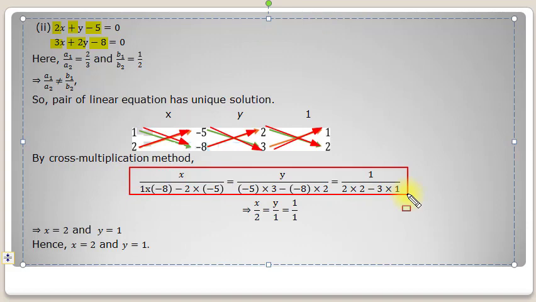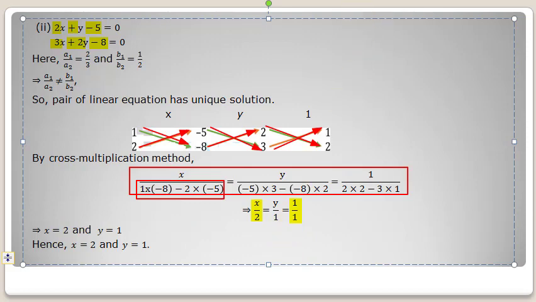Now, if you solve it, you will get x upon 2. Solving this denominator, you will get 2, so x upon 2. Solving the next denominator, you will get y upon 1, and then 1 upon 1. Now all three things are equal to one another. If you take x upon 2 equal to 1 upon 1, then x is equal to 2.